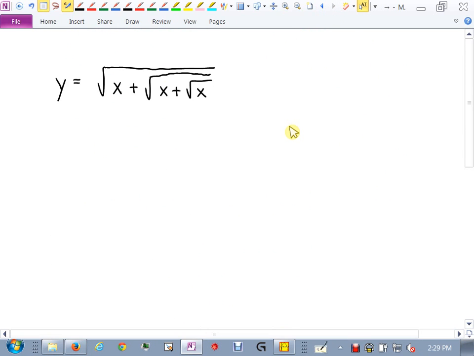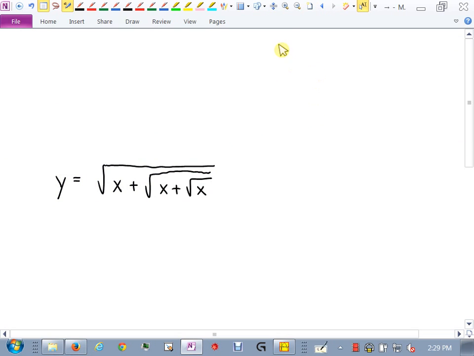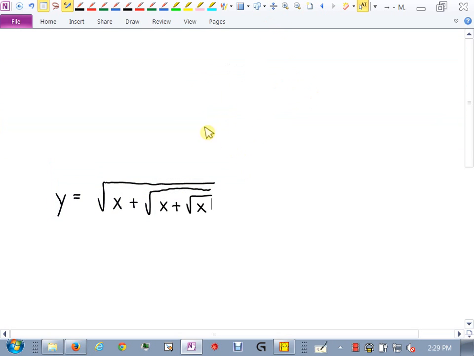What do you see? Let me bring it down here. This is a difficult one to keep track of. So you start out on the inside, right? You have what?